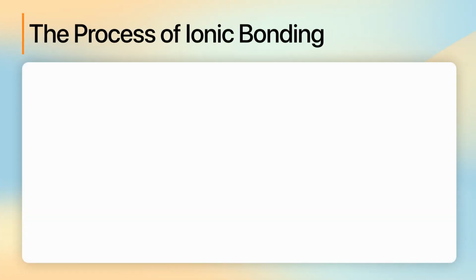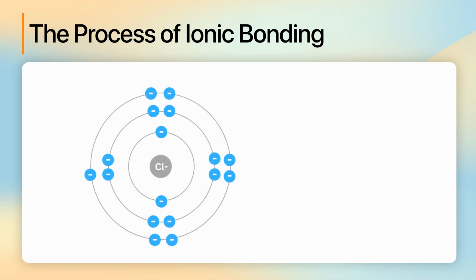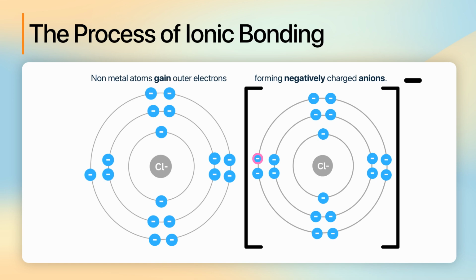On the other hand, non-metal atoms, typically found in groups 6 and 7, have more electrons in their outer shell and need a few more to reach a stable electronic configuration. Non-metal atoms gain electrons and become negatively charged ions known as anions. For example, a chlorine atom, Cl, from group 7 can gain 1 electron to form a chloride ion, Cl-.